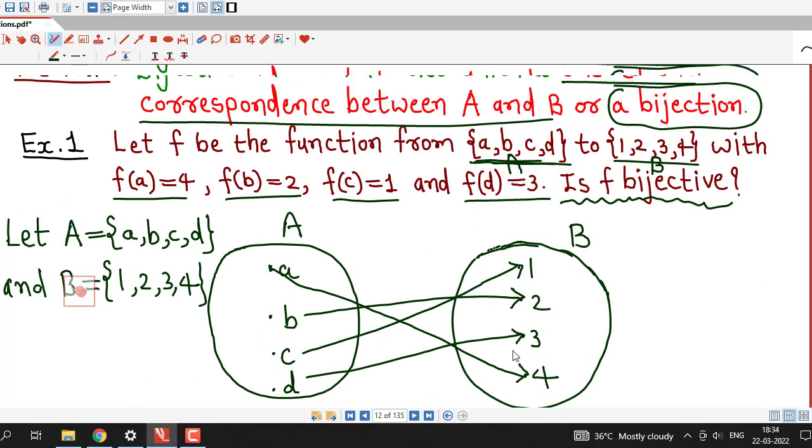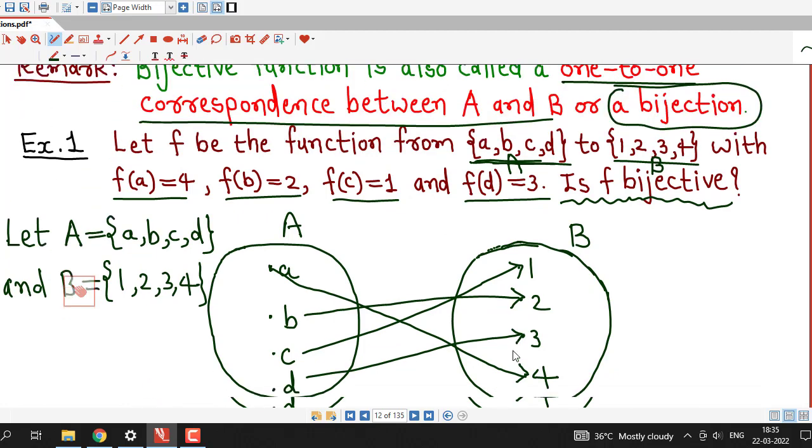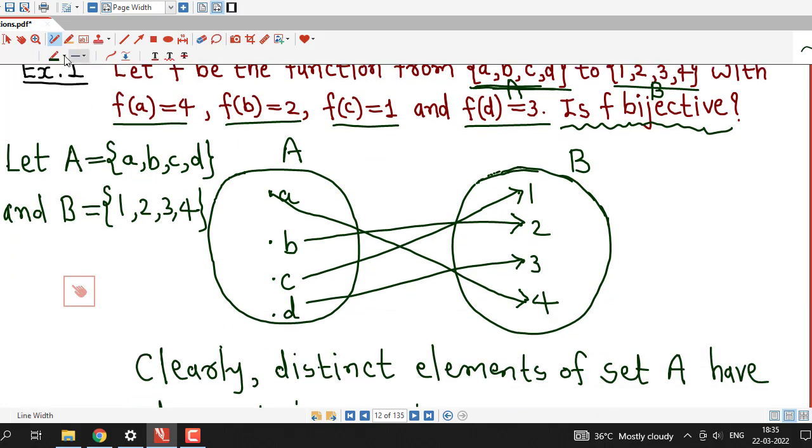Now we check for onto-ness. For an onto function, we have to check that for every element in the codomain, there exists some element in the domain whose image is that element. I have to check that for every y in the codomain, there exists at least one x in the domain such that f(x) equal to y. So we start one by one.